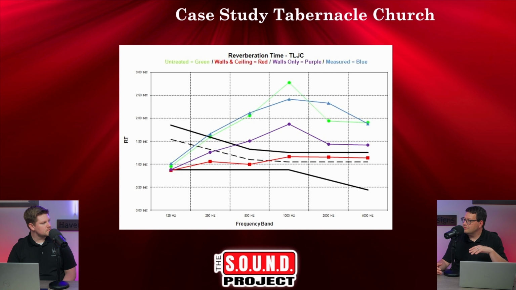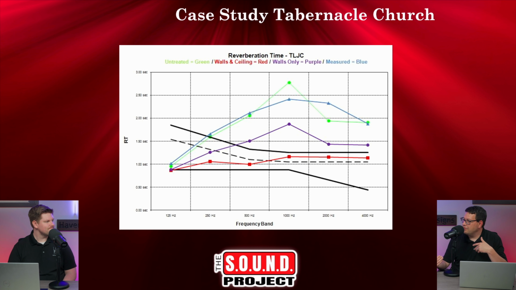So when you see a result like this, you get excited because you know that your model is going to accurately represent what's going on in the real world. Right. And that means you can start to add acoustical treatment to your model and trust that it's going to work out that way in the real world.